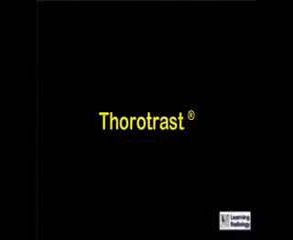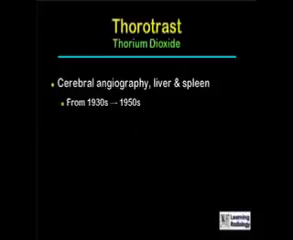Thorotrast represents an unfortunate chapter in the history of radiology. Thorotrast is thorium dioxide, and it was used from the 1930s through the 1950s because it was an excellent contrast agent for performing cerebral angiography. It was also used for visualizing the liver and the spleen.